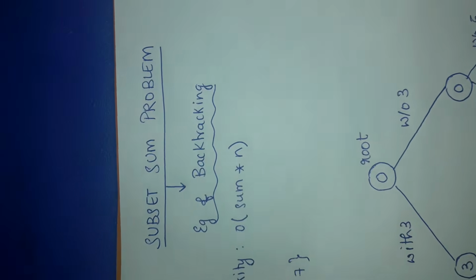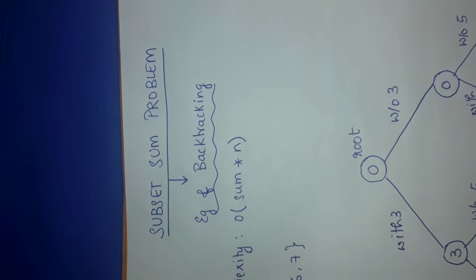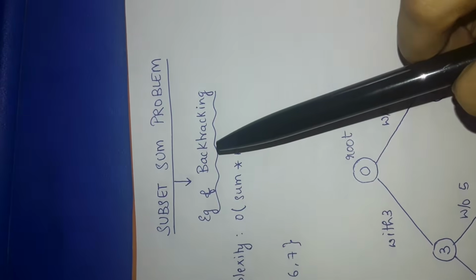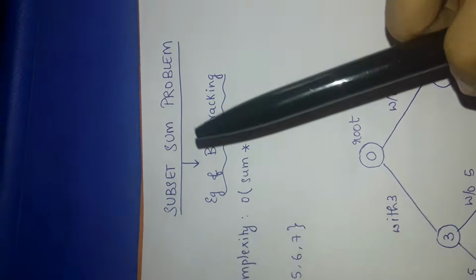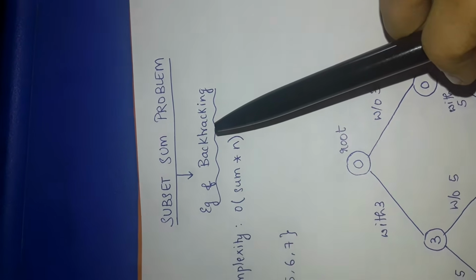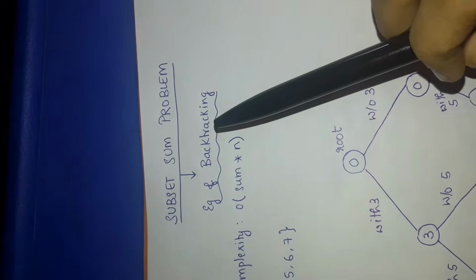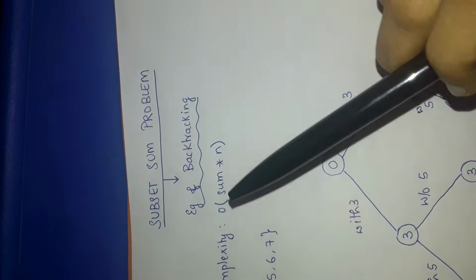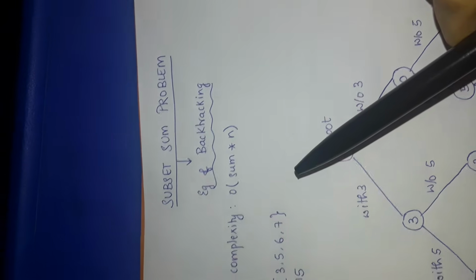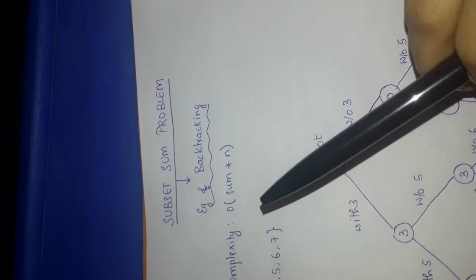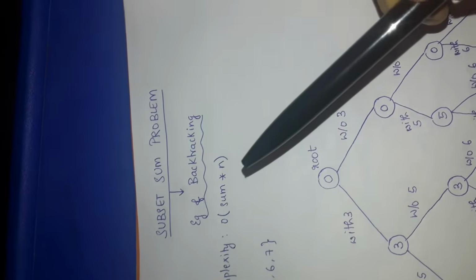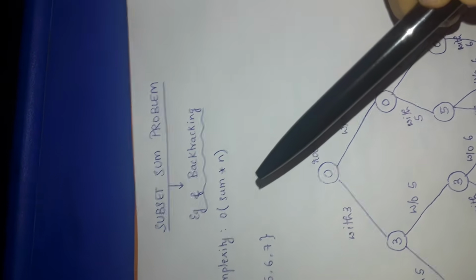Hello friends, this is about the subset sum problem, which is an example of backtracking. You should first understand what backtracking is before understanding the subset sum problem. Backtracking is the principle of solving a given problem by choosing one component. If it forms a solution, then we choose that component. And if it doesn't form a solution, we backtrack. We choose another component and check whether that will form a solution or not.